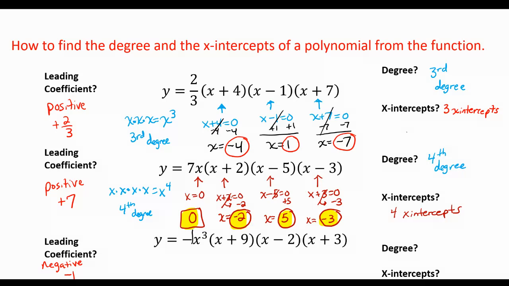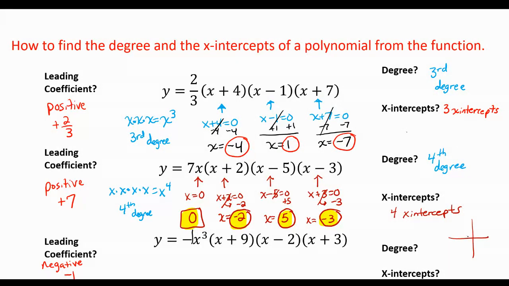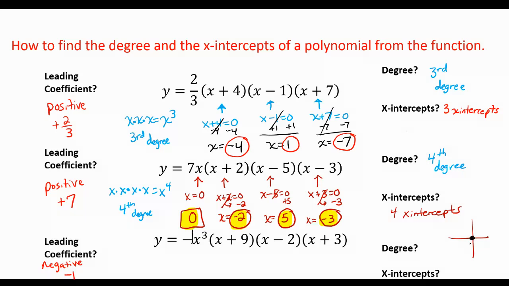If I were to draw that really quick on a graph, that would be 0, negative 2, 5, and negative 3. Right? So that's where they would be on the graph, visually speaking. Okay, let's do the last one.